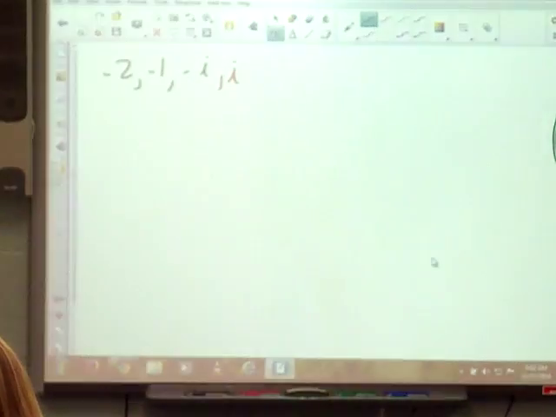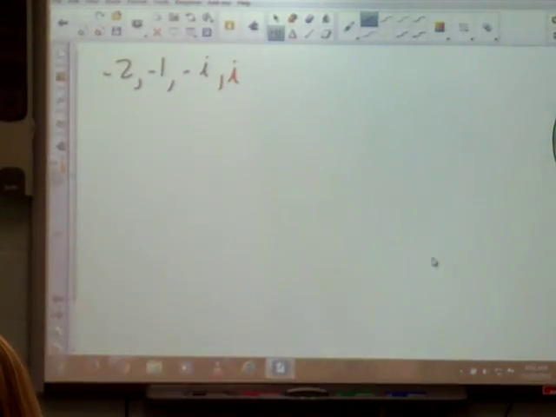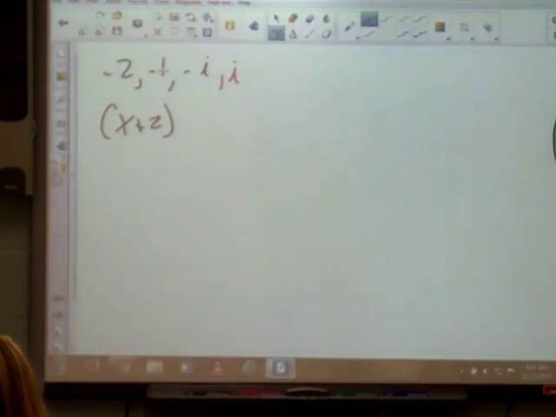Alright, so if we're wanting to write that as a polynomial function, we have to first put the zeros in factor form and then multiply from there. If I'm to get negative 2 as an answer, it comes from the factor x plus 2. If I'm to get negative 1 as an answer, it comes from the factor x plus 1.